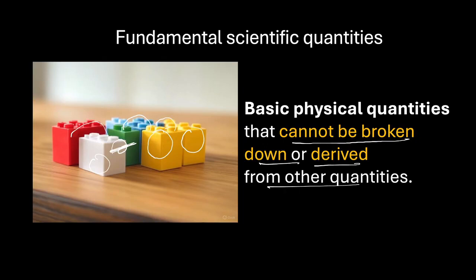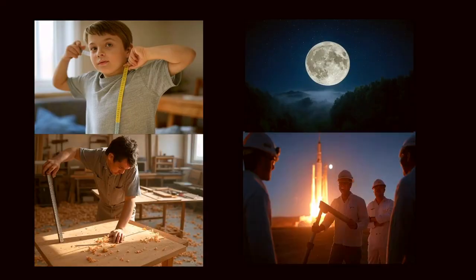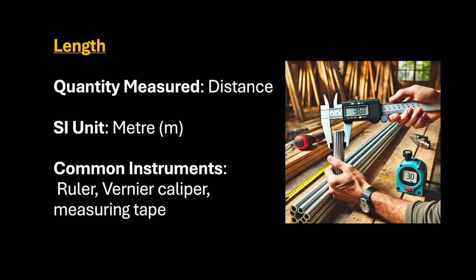Well, let's dive into each of these fundamental units. Let's begin with the most intuitive and visible quantity. The physical quantity which helps us know our height or how far the moon is, whether you're building a table or launching a rocket. It all begins with length. Well, length helps us in measuring the distance. Whether you're finding distance between 2 objects or finding the diameter of a rod or simply calculating the depth or height. The SI unit is the meter.